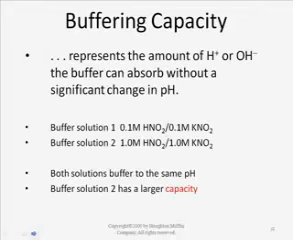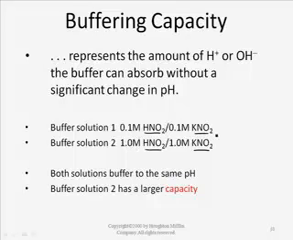All right, new term here, the capacity of a buffer. That represents how much it can neutralize of added acid or base. So here, let's compare two buffer solutions. They have the same components, just in different concentrations. However, it's still in a 1-to-1 ratio of the weak acid to its conjugate base in both cases. It's just the actual amount of each present that is different.